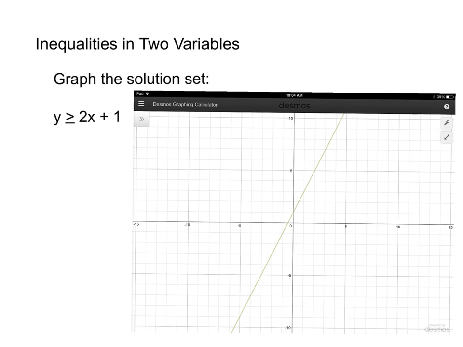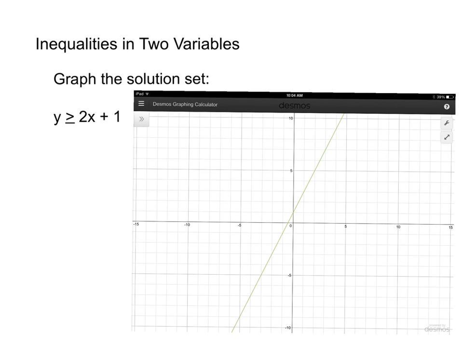Once you have a boundary line, that shows you where your solutions are. They're either everything to the left, or in this case above that line, or everything below or to the right. And so your calculator can tell you which region to go in. We're going to change that equal sign to a greater than or equal to.